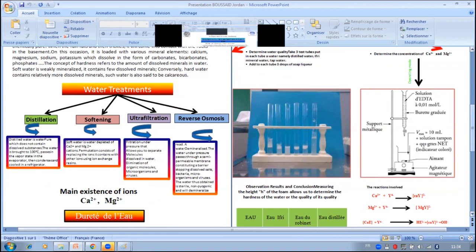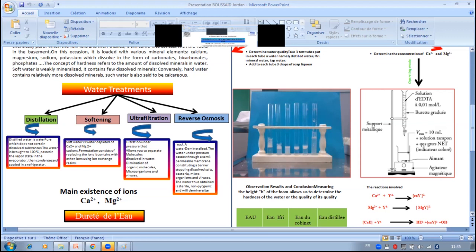Softening. Soft water is water depleted of calcium and magnesium ions. Softening consists of replacing the ions it contains with other ions using ion exchange. Ultrafiltration. Filtration under pressure that allows you to separate molecules dissolved in water. Elimination of organic molecules, microorganisms, and viruses.